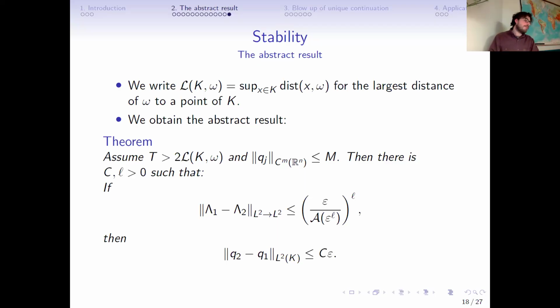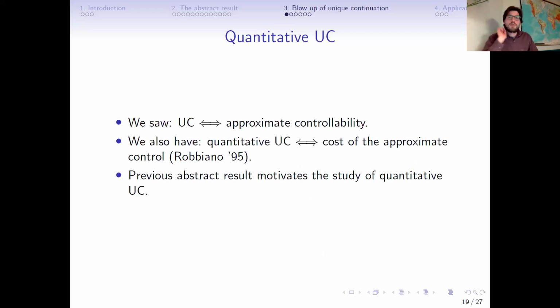based on the boundary control method. So I'm going to say a few words about this, since it motivates the question: do we have any information about this quantity A here, the cost of the approximate control? I already said that unique continuation by duality is equivalent to the property of approximate controllability. And as it turns out, this was proven by Robbiano, a quantitative unique continuation result will give exactly information about the cost of the approximate control.